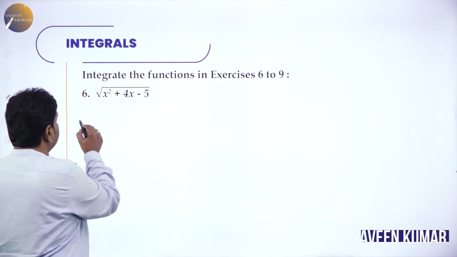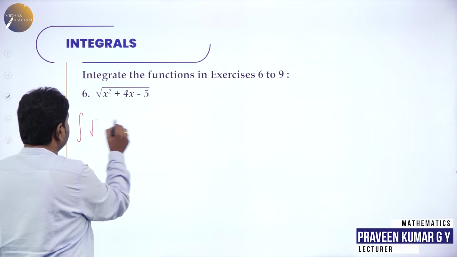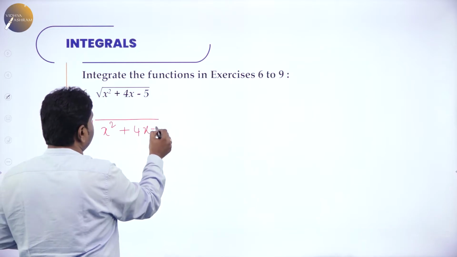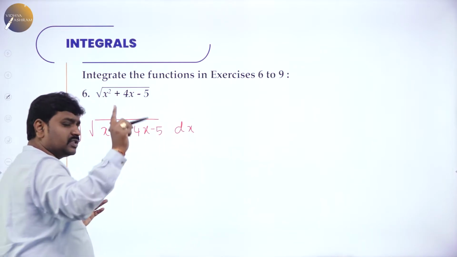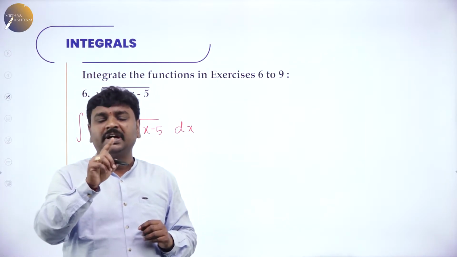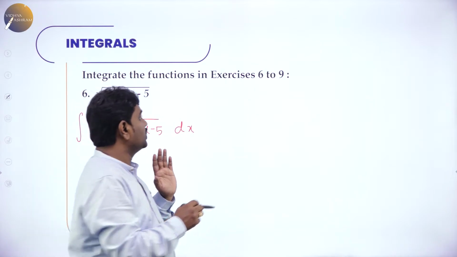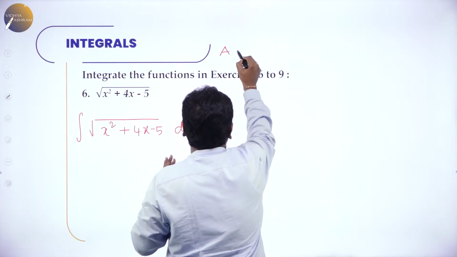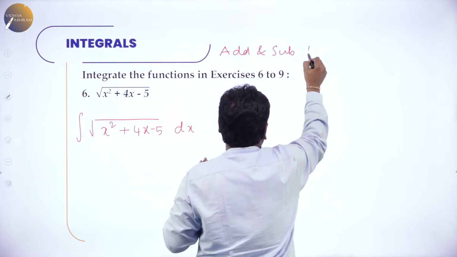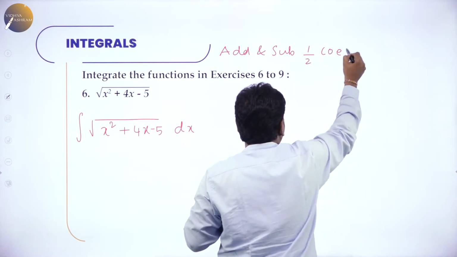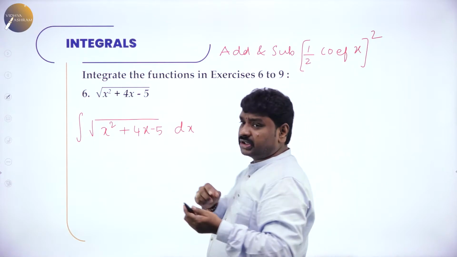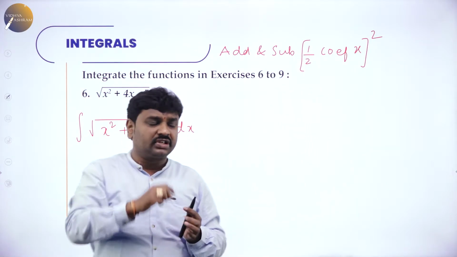So first they give the integration of root of x square plus 4x minus 5. Please understand, every problem should be in one of the standard specific integral forms. If it is not in specific integral form, you have to do completing the squares. For completing the squares, the simple logic is add and subtract. First you add and then you subtract half of the coefficient of x, the whole square. That's it. What is the logic? Add and subtract half of the coefficient of x, the whole square.